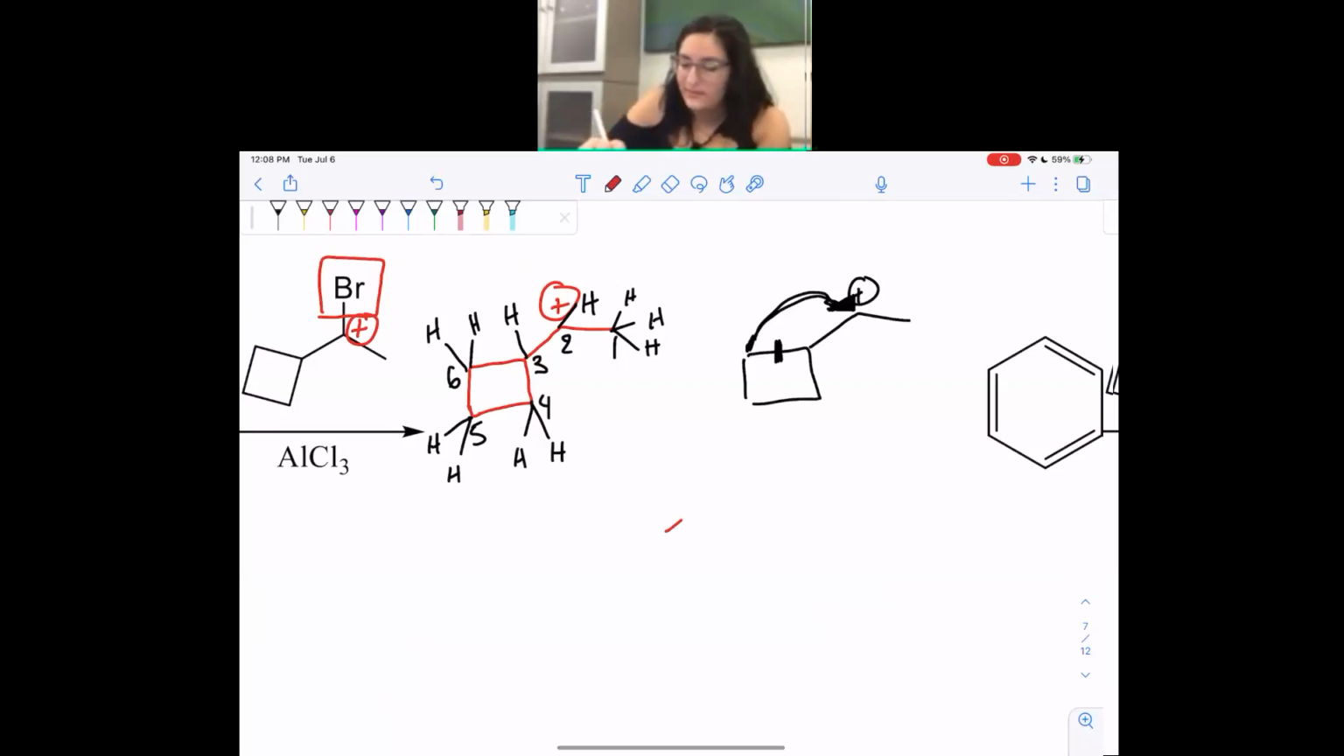So we get a 5-membered ring, and we're going to call this 6, 5, 4, 3, 2, and we have a methyl coming off of here. The way I came up with those numbers is this was 6, right? And we know that 6 attaches to 2, so that's where we get this bond, and we get our methyl over here. And now we have to figure out where our plus goes.